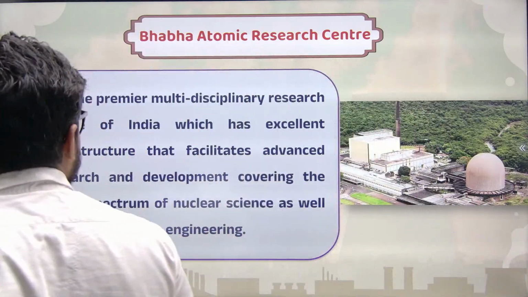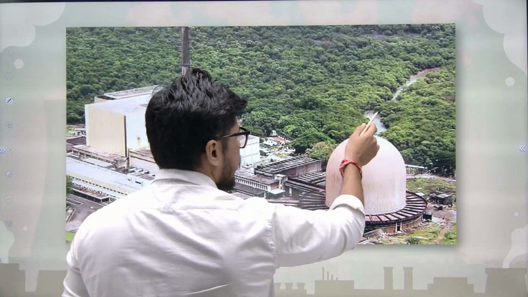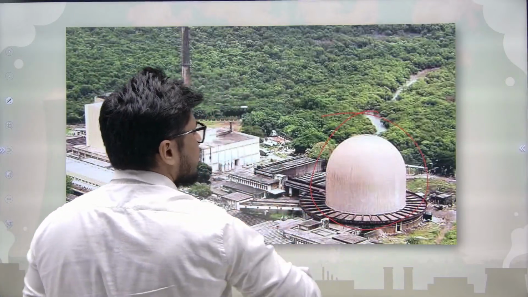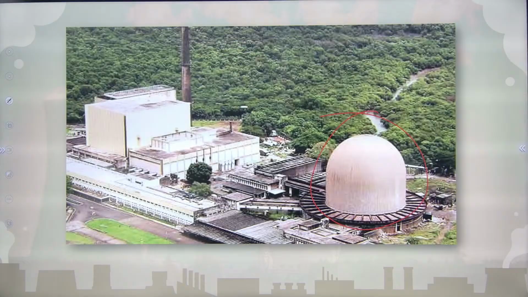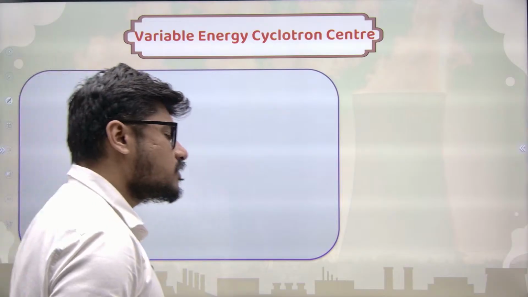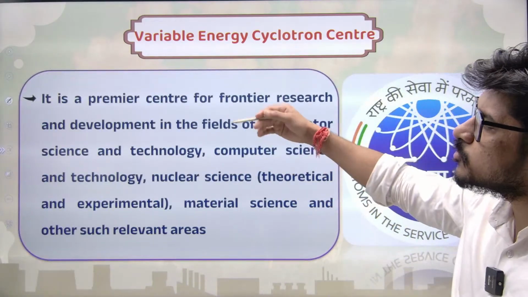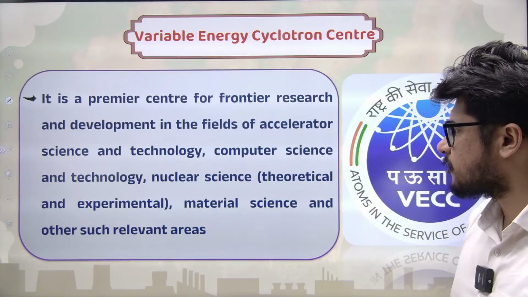So the premier research center, Bhabha Atomic Research Center, you can use. The iron dome, which is used for nuclear reaction purposes. Variable Energy Cyclotron Center, it is also a premier research center.